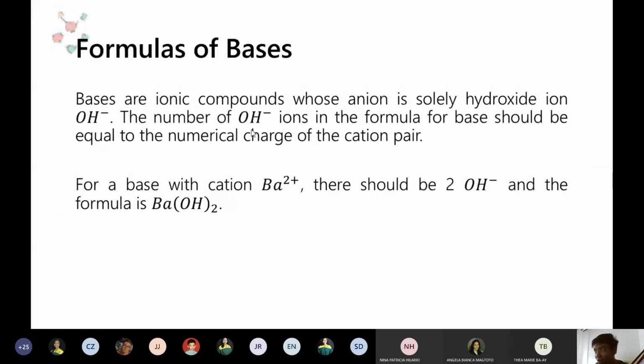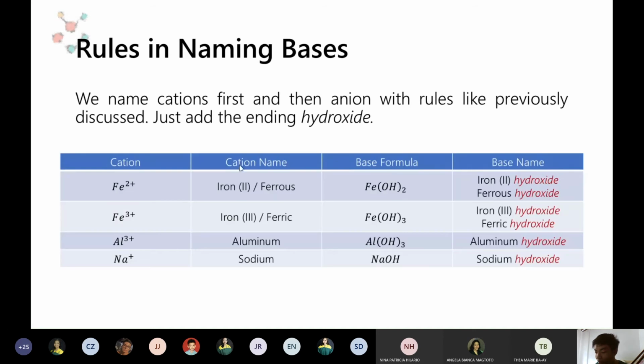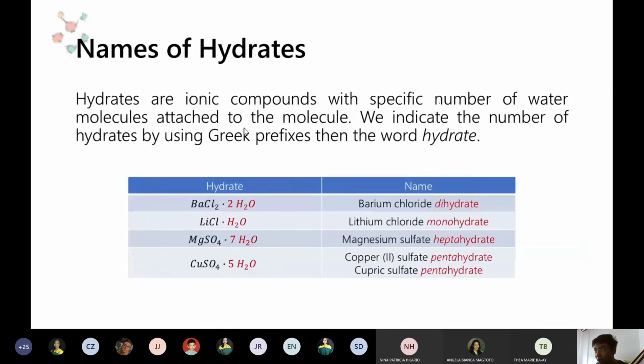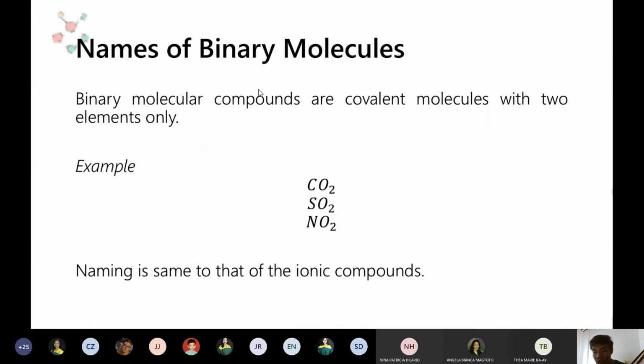Yung bases, ganun din. Ang anion mo naman dito ay solely hydroxide. And the number of OH corresponds to the charge of your cation. Kung positive 2 yung kayong cation, dapat dalawa yung OH mo. And ayan yung naming. Madali lang yan. Hydrates, meaning lang yan, may water lang. Siguro you can read this na. Ito yung focus natin, yung binary molecules.